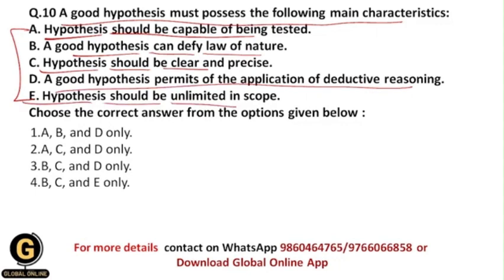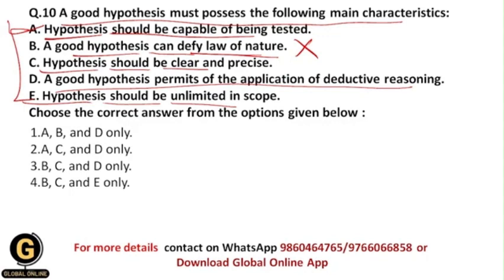So basically students, as we have seen earlier in yesterday's video, hypothesis should have testability. It means that it should be capable of being tested, because we need to test the hypothesis so that we will get the final results of our whole research process, and that's why hypothesis should be capable of being tested. So this is one of the main characteristics of a good hypothesis. Good hypothesis can defy law of nature. So this is basically incorrect, because a good hypothesis should clearly specify and permit the law of nature. It should not defy the law of nature.